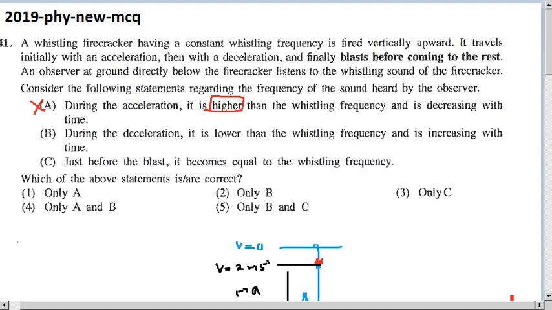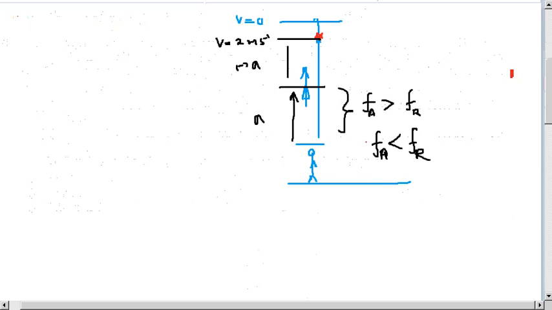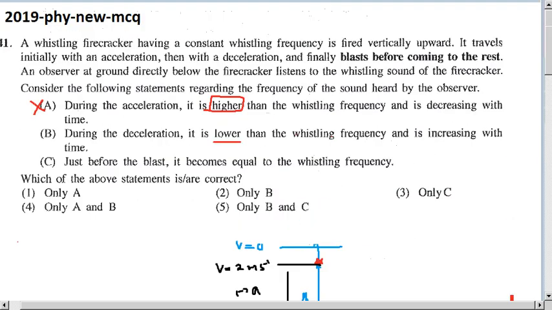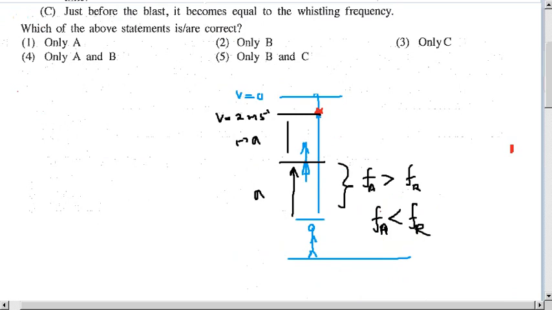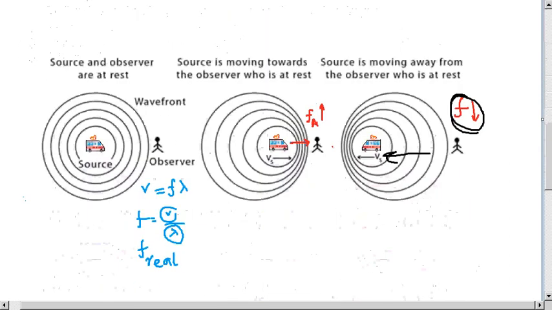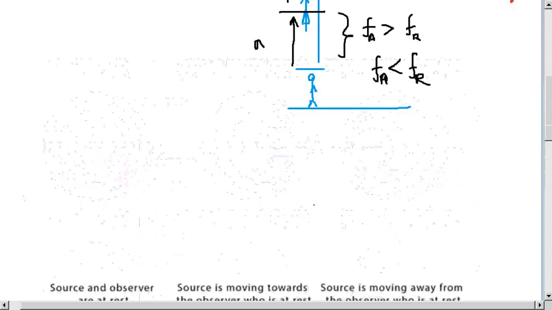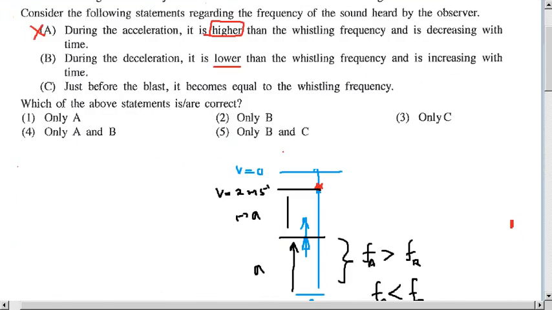Then let us go to statement B. During the deceleration, it is lower than the whistling frequency. That is correct. The lower part is correct because we discussed it like this. During the deceleration we discussed only this acceleration part. So what is happening in this deceleration part? We don't have to think about whether it is accelerating or decelerating, it doesn't matter. Only the velocity is the important thing. Here the velocity v, and in the equation also v is there. I don't go to the equation because it will be complicated then, so I discuss only the theory.